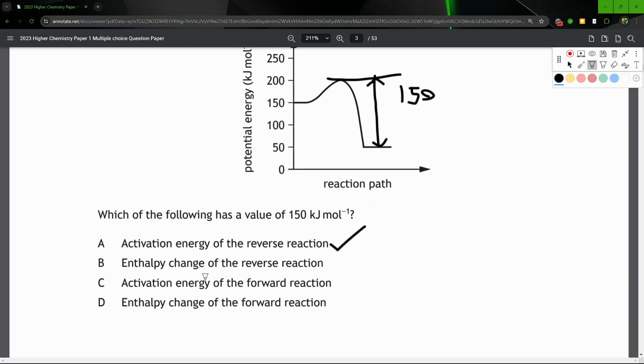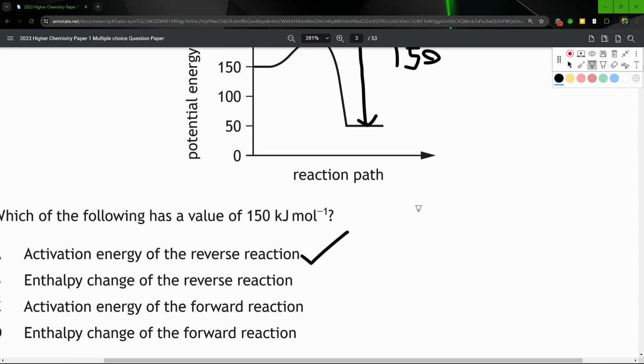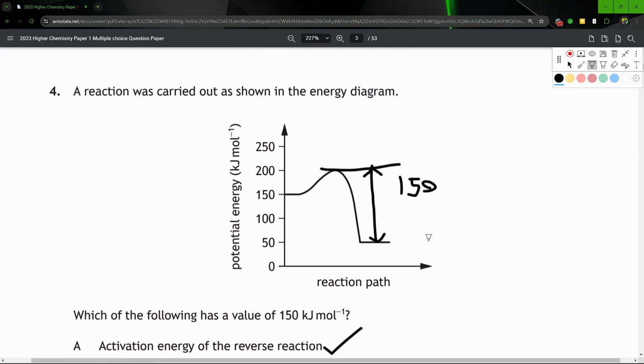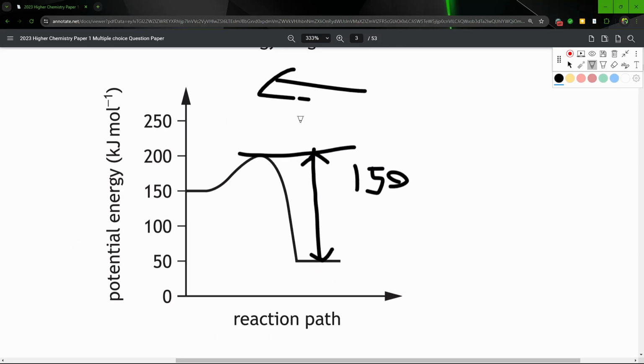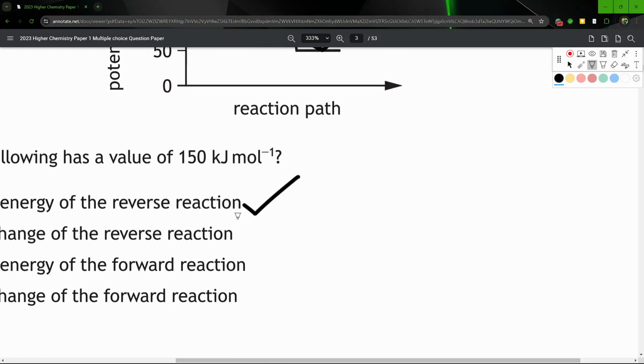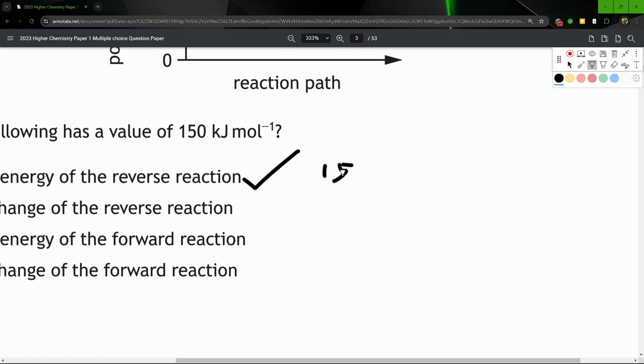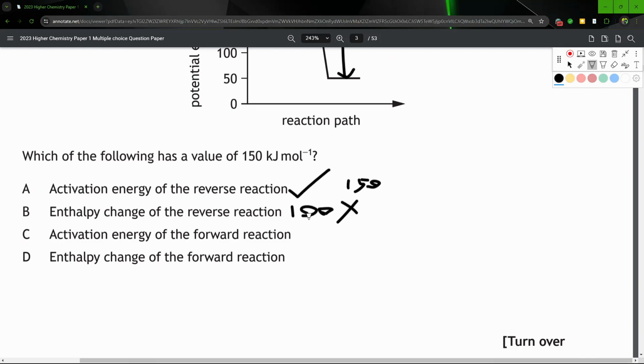I'm going to tick it, but just double check. We're going to do B, C, and D. So enthalpy change of the reverse reaction. If you're going backwards, the change in energy would be, well, you're going from 50 to 150, which would be 100. So I'll go write this in: 100 down here. And 100 does not equal 150.